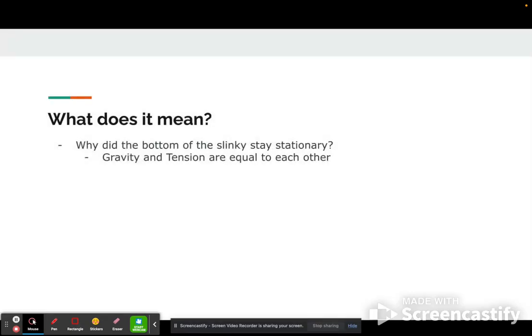And what does it mean? For our what-does-it-mean question, we're going to ask why the bottom of the slinky stayed stationary. The reason for this is because gravity and tension are equal to each other, so there is no net force, and the bottom of the slinky is going to stay in the same place.